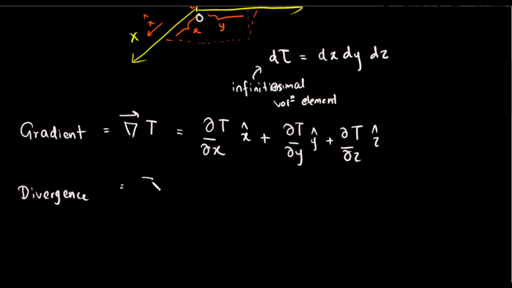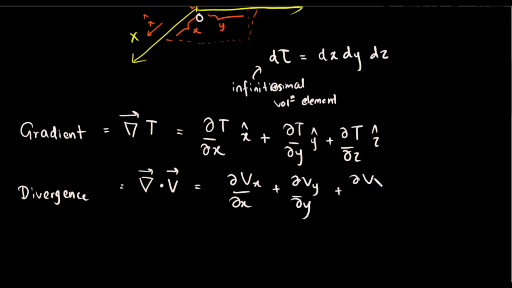So we have the divergence of a vector. This is going to be a scalar. So we have dVx over dx plus dVy over dy plus dVz over dz. This is just the divergence. We define this divergence for the Cartesian coordinate system, because that's why we have x, y, z here.